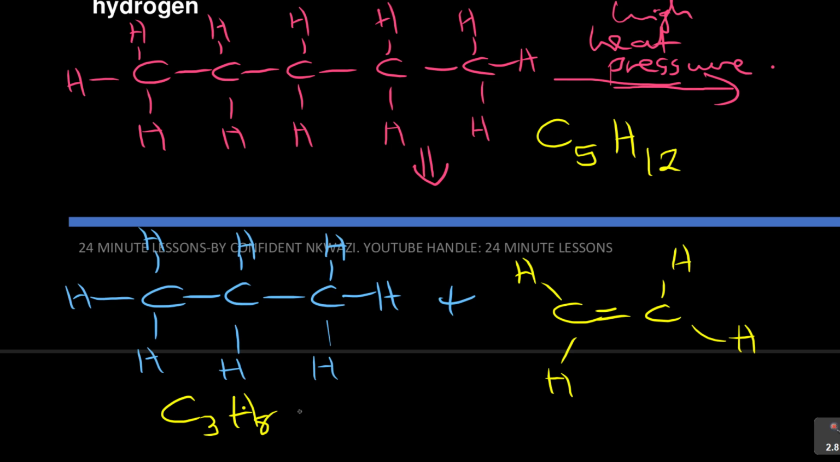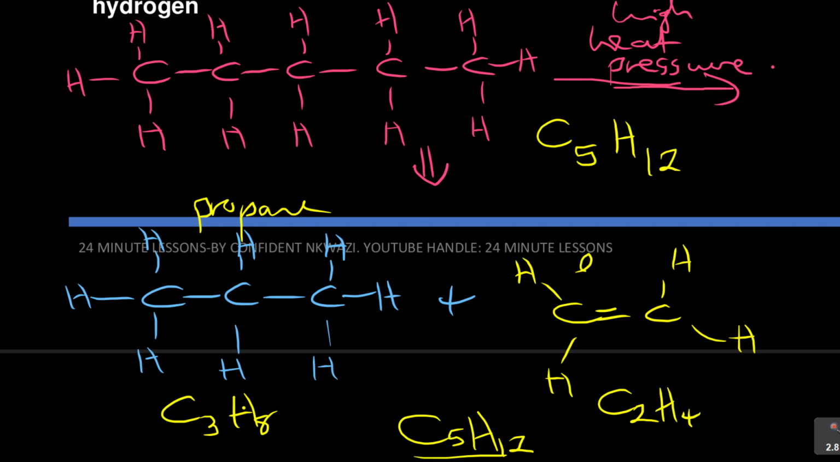1 2 3 4 5 6 7 8. H8. And this one is C2H4. But if you add 3 plus 2, it's C5. 8 plus 4 is H12. Do you see that you can actually form propane and ethene from what? From pentane. That is what the cracking does.